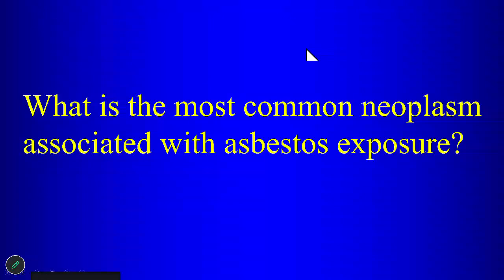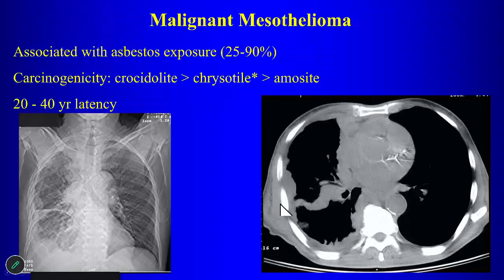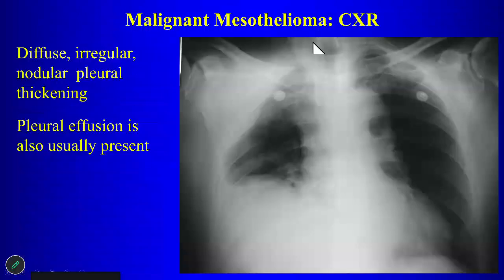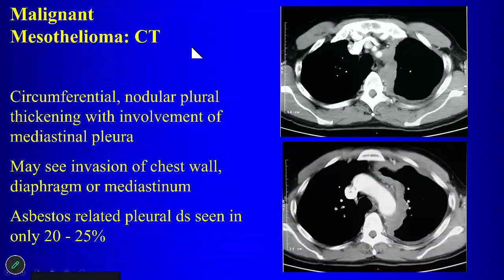The most common neoplasm associated with asbestos exposure is bronchogenic cancer, right? Even though there is also increased risk for mesothelioma, the most common cancer is still bronchogenic carcinoma. But mesothelioma, of course, we can also get that with exposure to asbestos. Now, again, whenever there's mediastinal pleural involvement, always think malignancy. If you see mediastinal pleural thickening, especially if it's nodular, if it looks like there's encasement of the lung, that could be mesothelioma or metastatic disease to the pleural space.